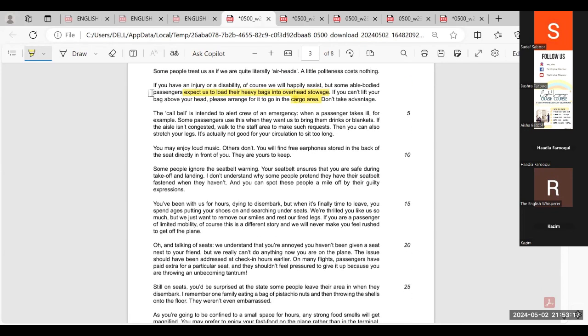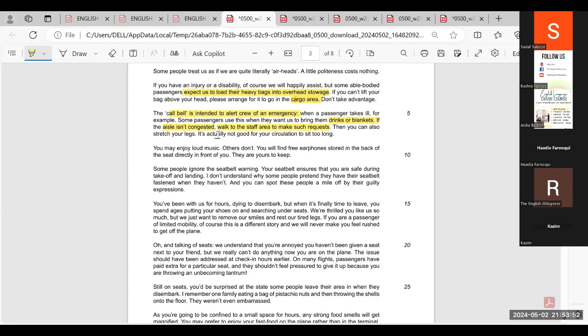area. Then something like it says the call bell is intended to alert the crew of an emergency when a passenger takes ill, for example. Some passengers use this when they want us to bring them drinks or blankets. So what can you say? You say use the call bell in times of emergency only, right? Not for drinks or blankets. Okay? Make sure the aisle is not congested. If you want something from the staff, you can walk and make these requests.